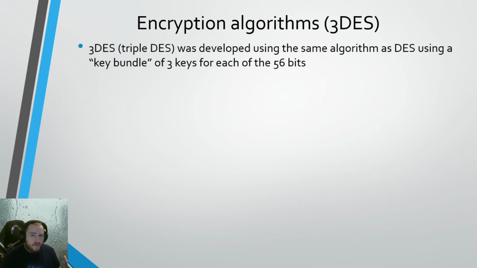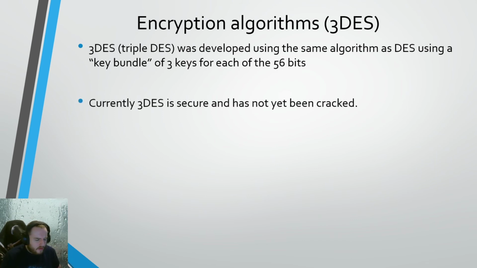However, there is another one that they brought out called Triple DES or 3DES. It depends on who you ask. I'd call it Triple DES. So basically, it uses 3 keys for each of the 56 bits now. So instead of just having 1 key, it has to have 3. And that's obviously a lot more secure because if you lose 1 key, you still can't decrypt the data. You need all 3.